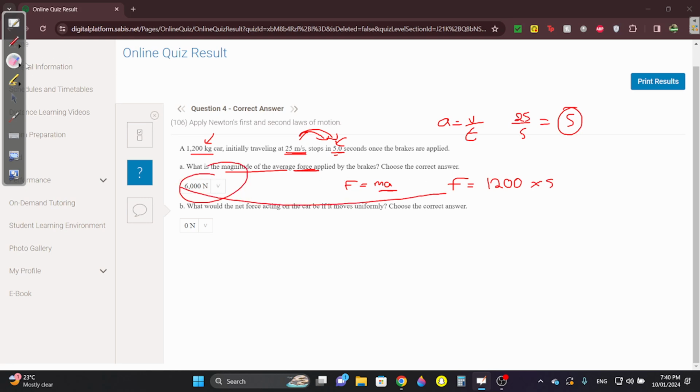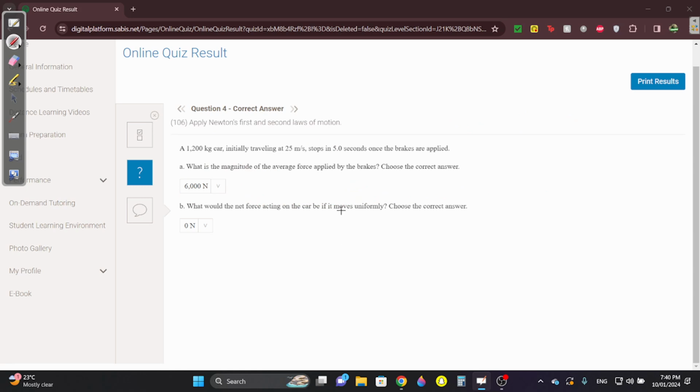What would be the net force acting on the car if it moves uniformly? Again, force F equals ma. We said the mass is 1200. We need the acceleration. But you're saying if it moves uniformly. Well, let's say you have a car. Say this is somewhat of a car.